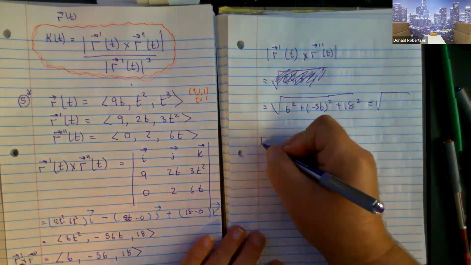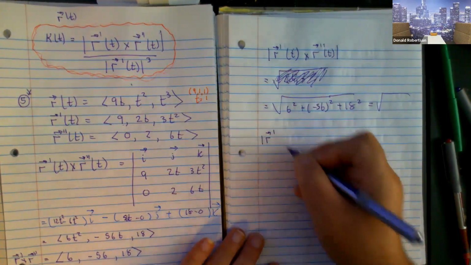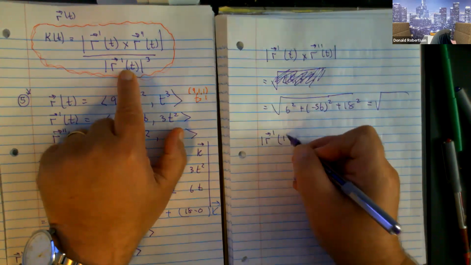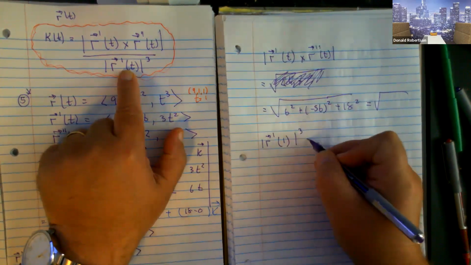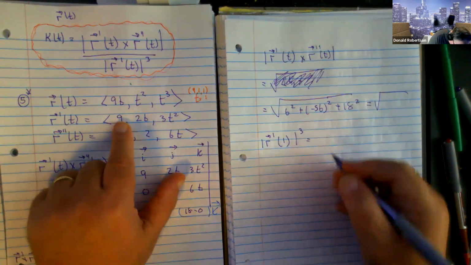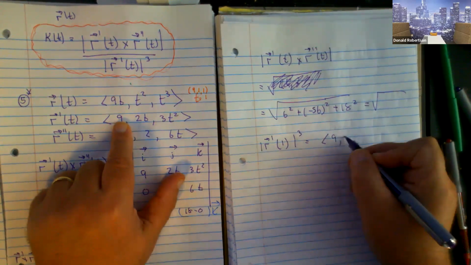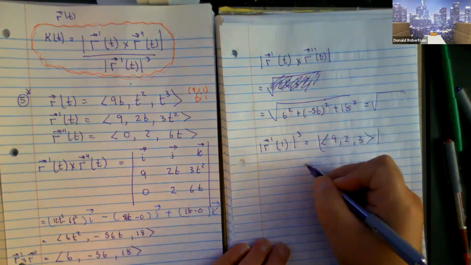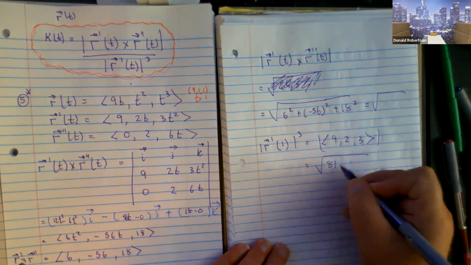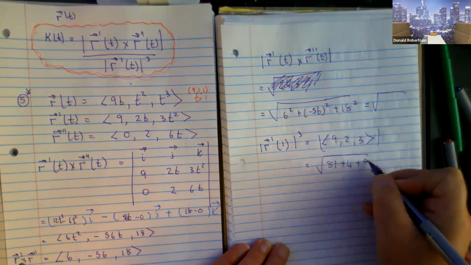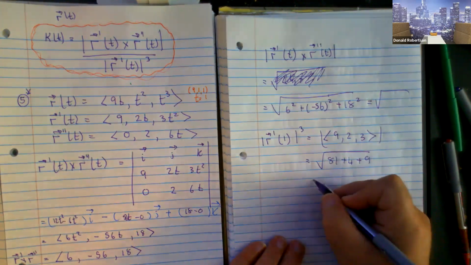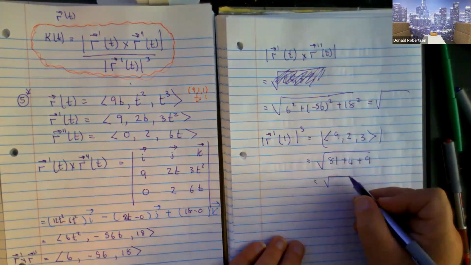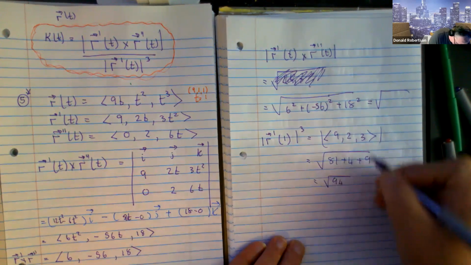While you're doing that, I will now find the magnitude of the vector at 1 cubed. Well, this guy is 9, 2, 3, and the magnitude of it is the square root of 81 plus 4 plus 9, which is what? The square root of 94. And then you cube it.